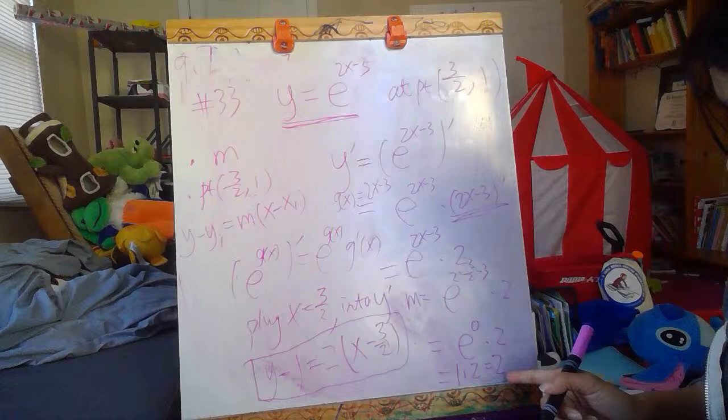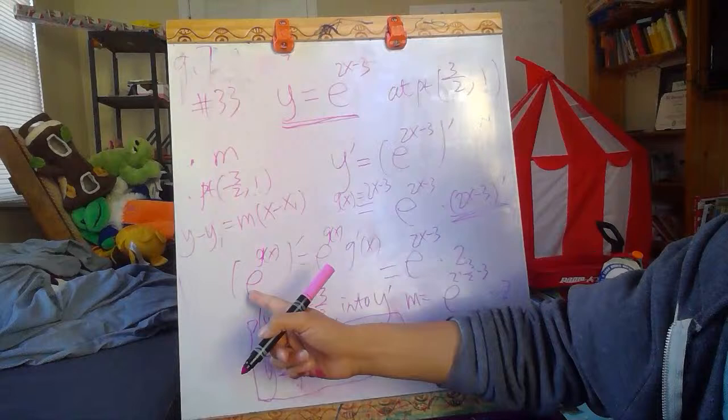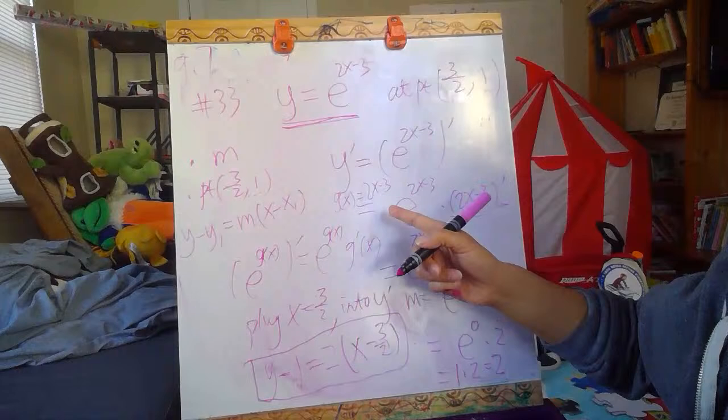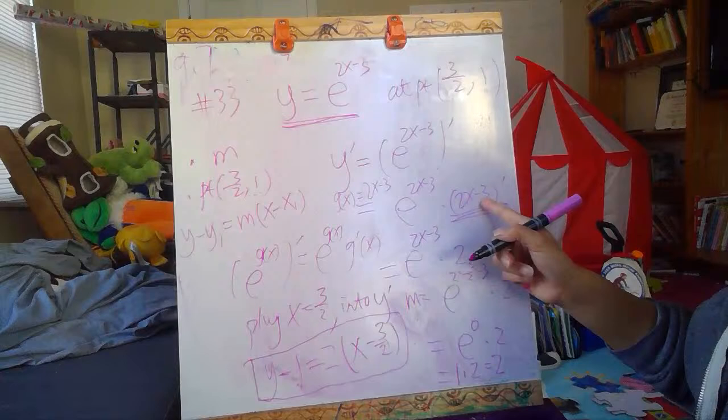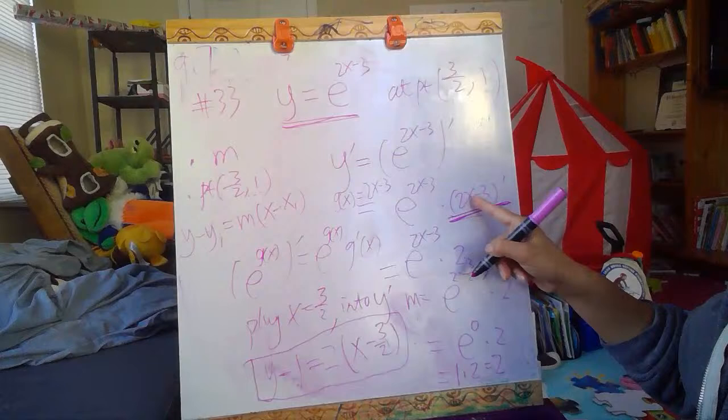Okay, so where does the 2 come from? I find the derivative of y, e to 2x minus 3, and I use this formula: the derivative of e to g of x equals e to g of x times g prime of x. Here, g of x is 2x minus 3. So the derivative is e to 2x minus 3 times the derivative of 2x minus 3. The derivative of 2x is 2, and of 3 is 0. So 2 minus 0 is 2. So this part times 2.